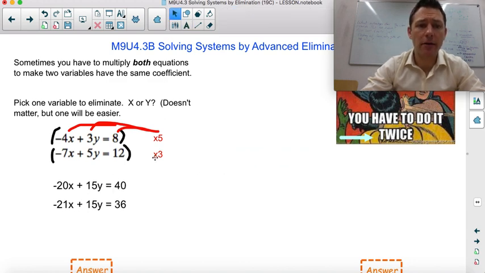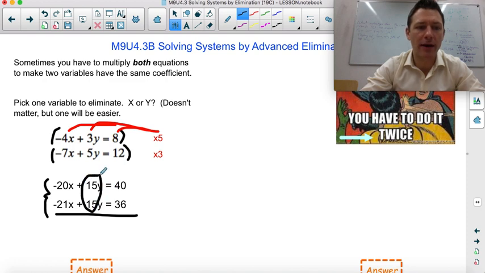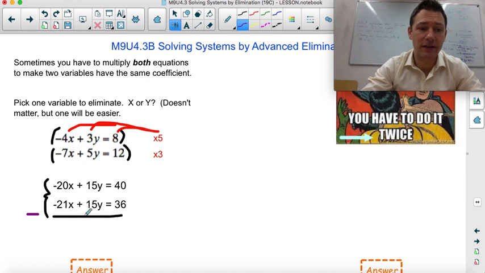Right, they're the same thing. This top equation is just this multiplied by 5, and this one is this multiplied by 3. And what's nice about that is we haven't changed the essence of the equations, but I do have the coefficients on the y that are the same. Since they have the same sign, I should subtract them. So you go 15 minus 15 gives you 0y, that's fine. 40 minus 36 gives you 4, that's fine.